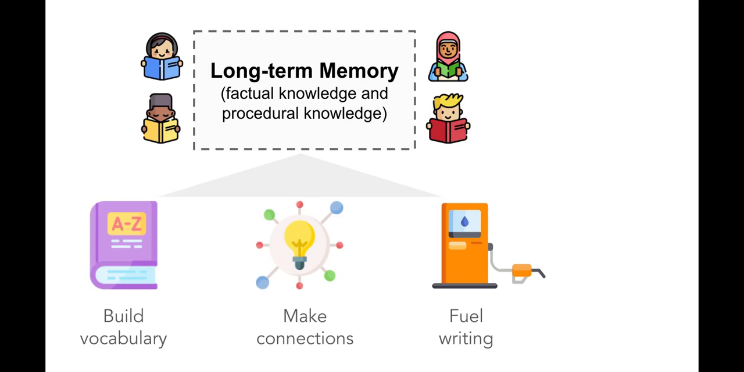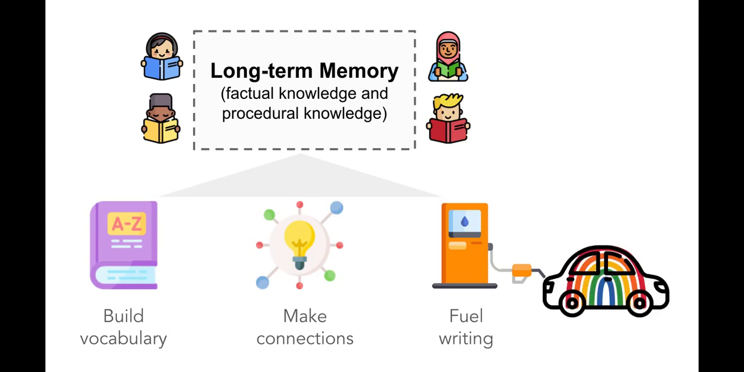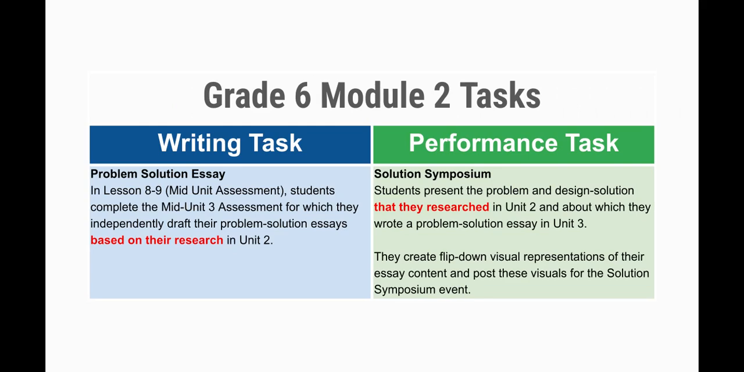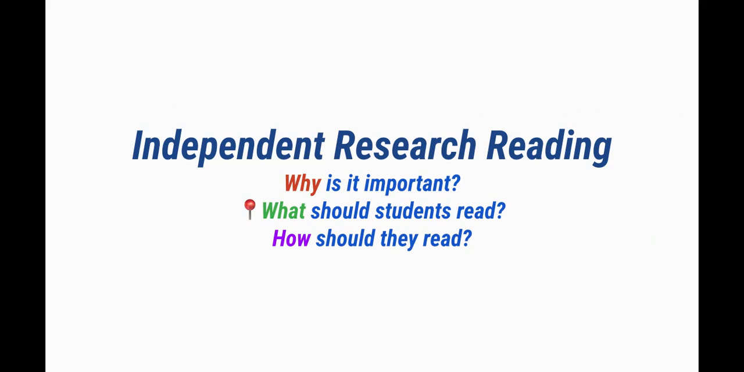Think of independent research reading as the fuel that enables your essay, which in this analogy is a car, to effectively communicate and flesh out your thesis statement. You can have a fancy painted essay tool, but without prior research and knowledge building, the essay will lack substance. And on that same note, many of the writing tasks and performance tasks in each module depend on independent research reading, and more of these examples can be found in the resource doc that I'll share later.